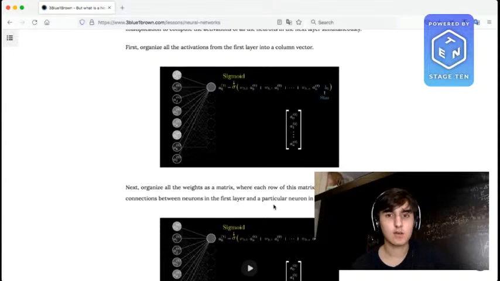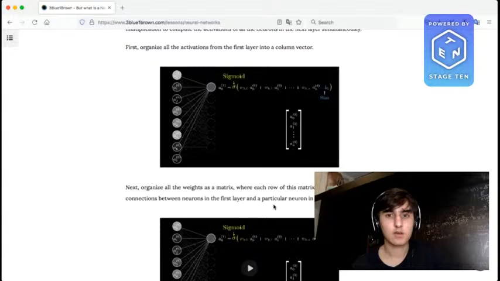Then the product, WA, is a column vector containing all the weighted sums for the neurons in the next layer. So let's see, it means our result, so you got some answer, right.